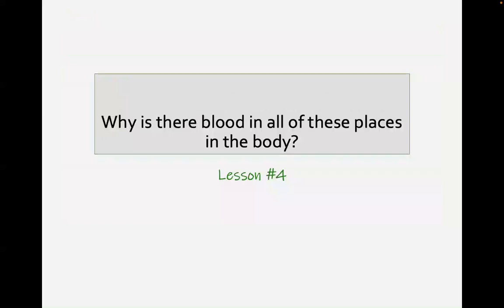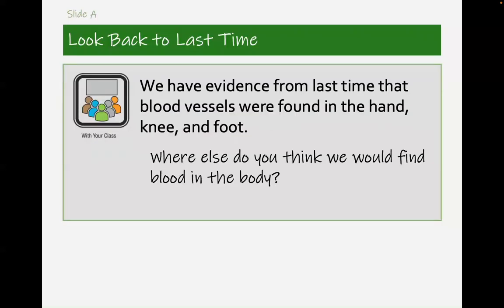So this is lesson 4, our first day here, and we're trying to answer this question: why is there blood in all places in the body? Last time we looked at MRIs and x-rays, and we saw that when we looked at the MRIs and the diagrams of the hand, the knee, and the foot, we saw nerves and blood vessels in each of those parts. And we're wondering if we would find blood in the body elsewhere, like any place that maybe we don't have blood, or is it all over the place?